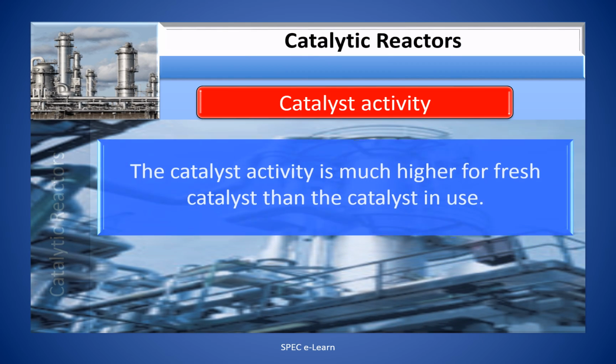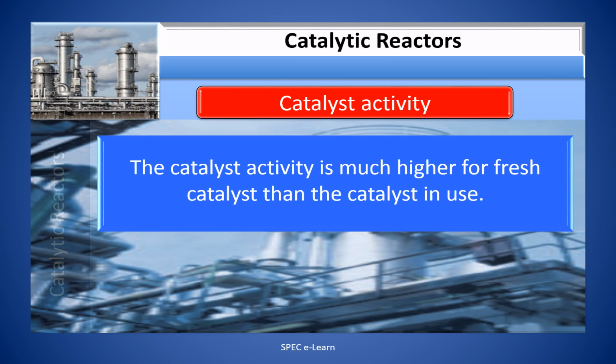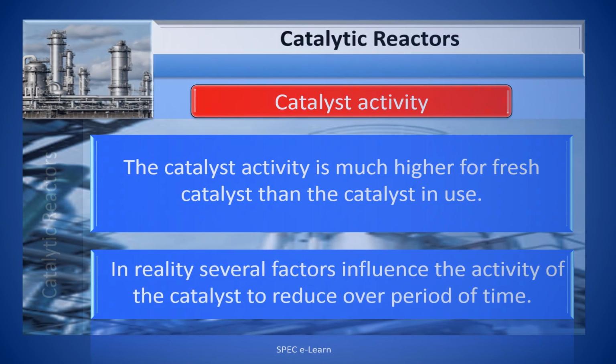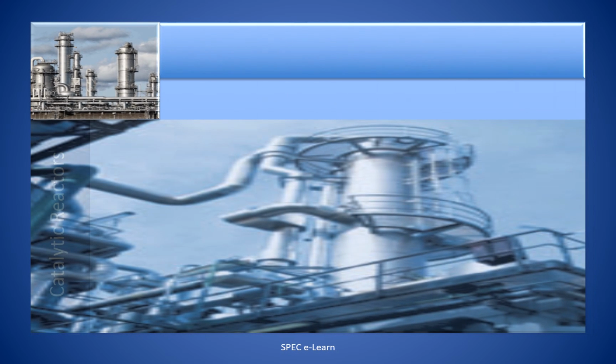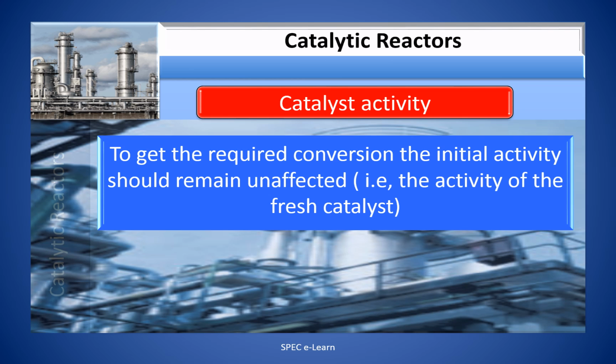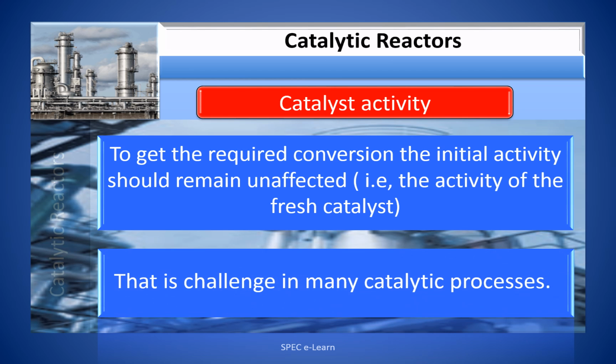The catalyst activity is much higher for fresh catalyst than the catalyst under use. In reality, several factors influence the activity of the catalyst to reduce over a period of time. To get the required conversion, the initial activity of the catalyst should remain unaffected. That means the activity should be as close to the activity of the fresh catalyst at any point of time. That is a challenge in many catalytic processes.